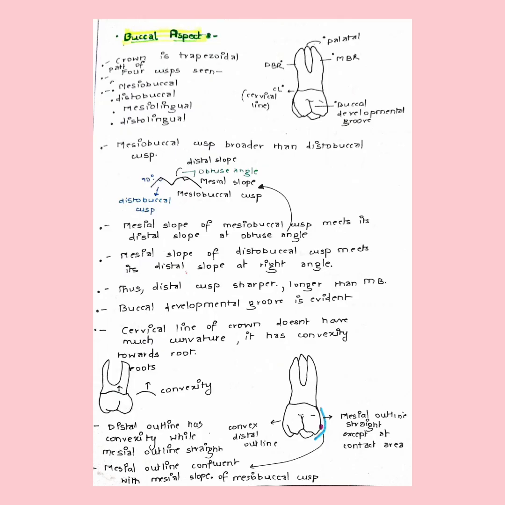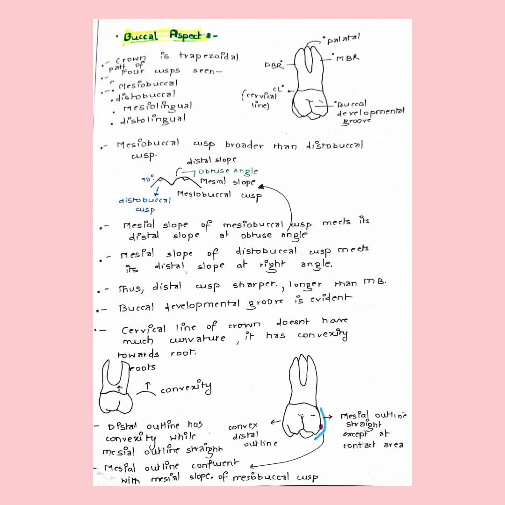From the buccal aspect, the crown is trapezoidal. 4 cusps can be seen from the buccal aspect, and the mesiobuccal cusp is broader than the distobuccal. Also, the mesial slope of the mesiobuccal cusp meets its distal slope at an obtuse angle, whereas in the distobuccal cusp it forms a right angle. Thus, the distal cusp is sharper since it is forming a 90-degree angle, and it is also longer than the mesiobuccal, but the mesiobuccal is broader than the distobuccal.